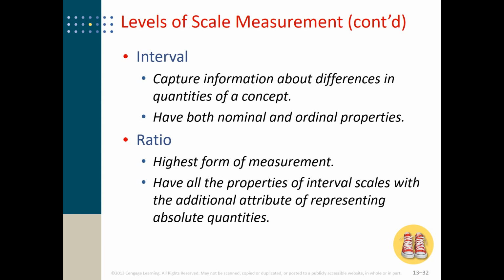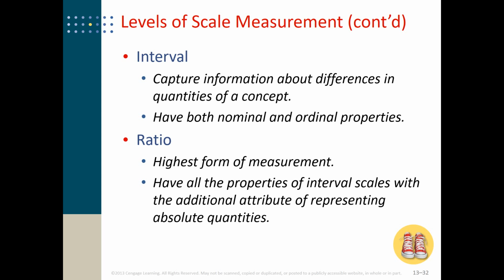The last one is the ratio. That's the highest form of measurement scale. The ratio itself provides an absolute meaning. When interval measurement scale shows a relative meaning, ratio shows absolute meaning. For example, when we say the price of this product is $100, it has some absolute meaning.